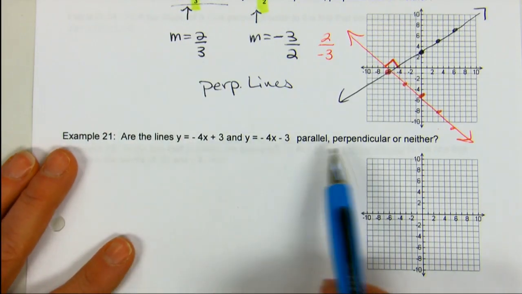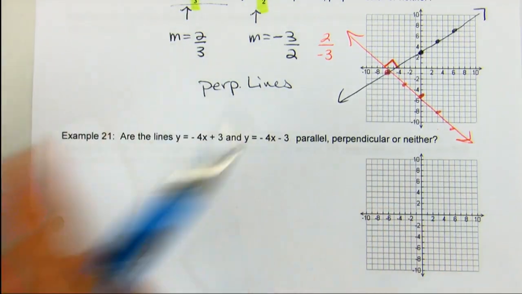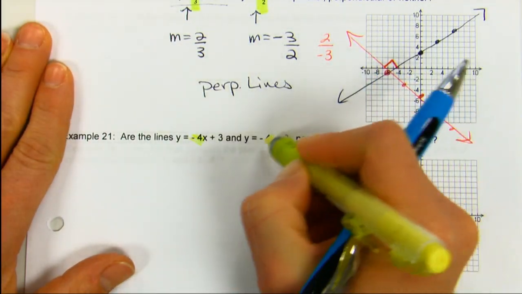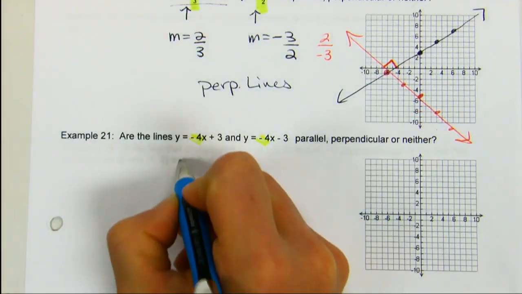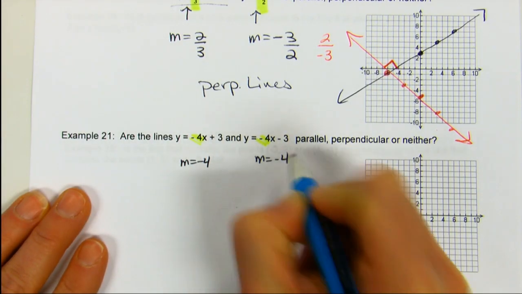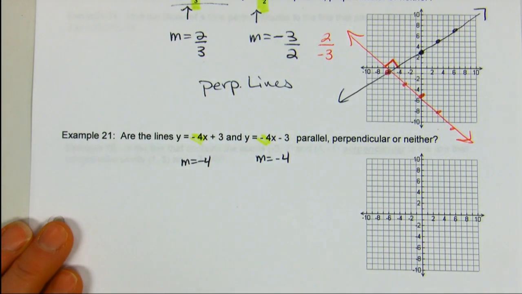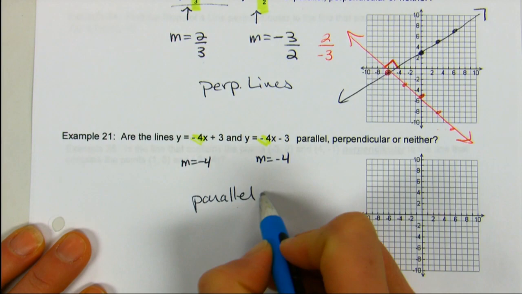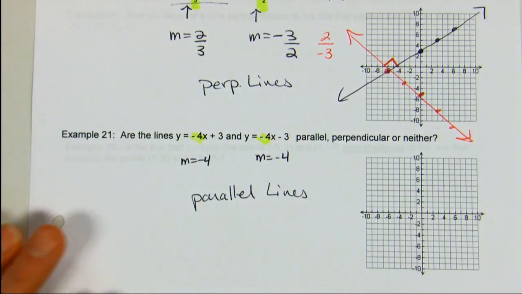Let's look at this other one. It said, are these lines parallel, perpendicular, or neither? Again, we're looking at the slopes. So I look here and here, and since the slope of this line is -4 and the slope of this line is also -4, that means they are the same slope, which means they would be parallel. Parallel lines. Let's go see how that works.